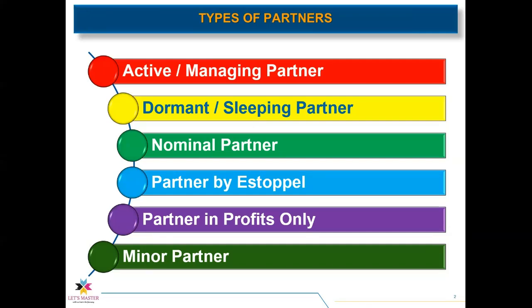So these are the two special provisions in case of minor partner. Number one, minor partner will only have share in the profits. He will not have share in the losses of the partnership firm. And secondly, when the minor partner attains the age of 18 years, an option will be given to him or her whether they want to continue in the partnership firm or they want to step out of the partnership firm. So these are the different types of partners.